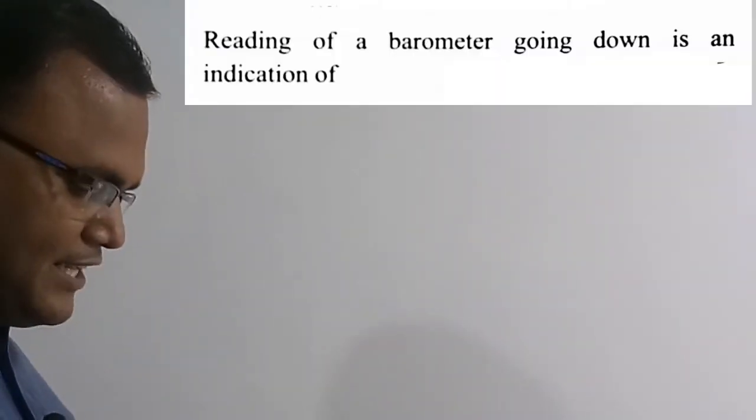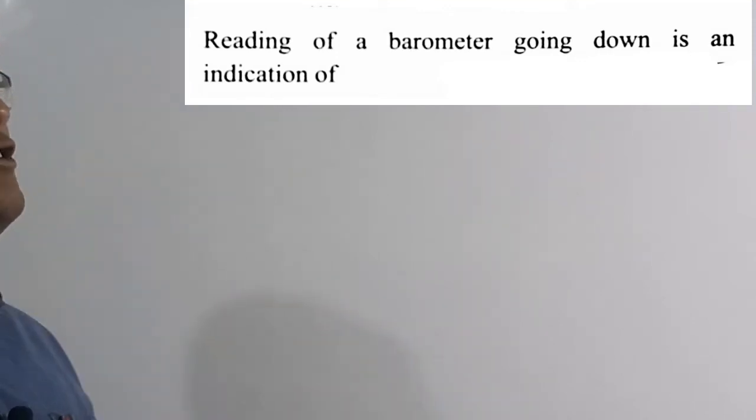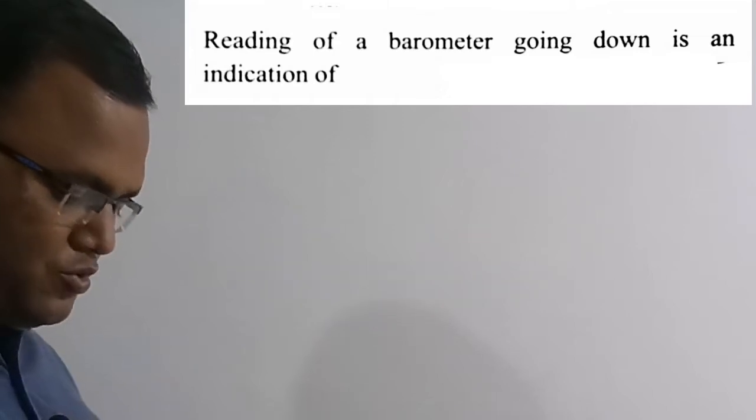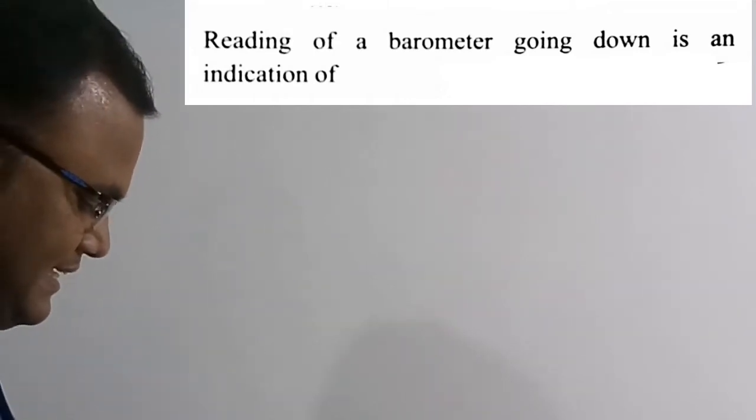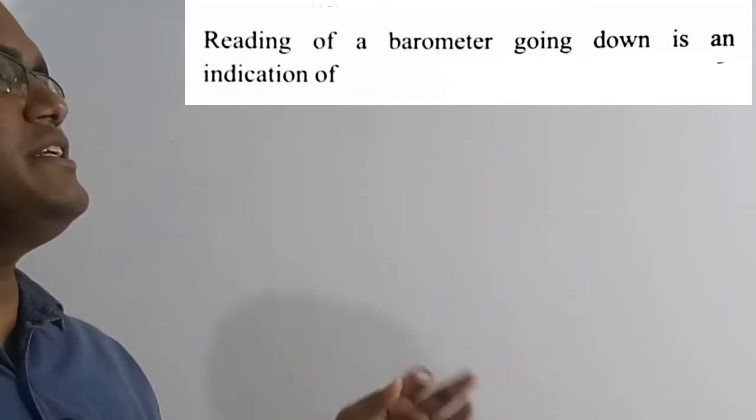Now we are going to solve the 12th question. See the question here. Reading of barometer going down is an indication of. So if the reading of the barometer is going down, then what is the indication? Option A snow, option B cold, option C intense heat, option D rainfall. So out of the four options, the correct option is option D, rainfall.